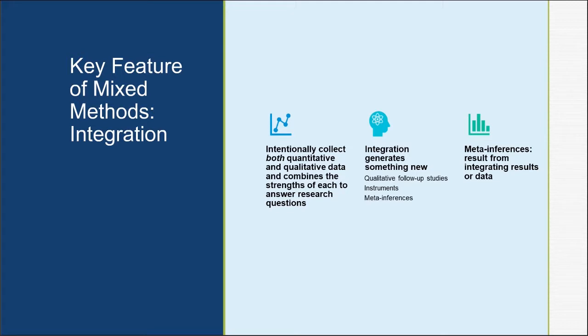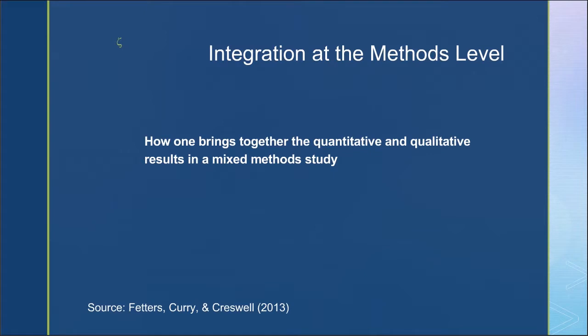I think this idea of generating something new, whether it be follow-up studies, instruments, other quantitative features, or meta-inferences, these are examples of that synergy that happens from integration, and it allows us to arrive at something that we wouldn't have been able to arrive at or learn had we kept the two forms of research separate.